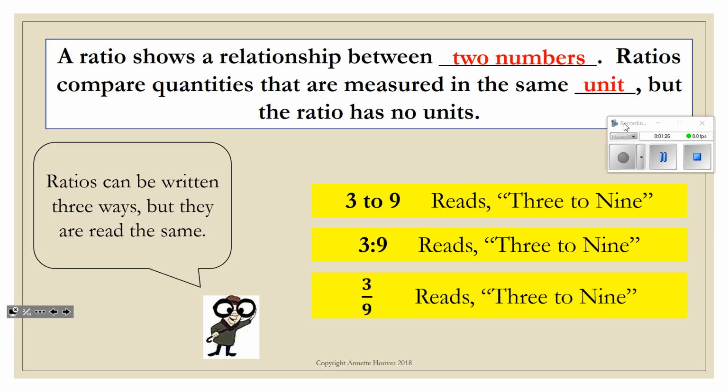So most of the time, especially today when we're going to be simplifying, I'm going to be writing them the third way because we want to simplify the ratios and we're used to simplifying fractions. So if we write them to look like the fraction, it seems to be a little easier to do that.